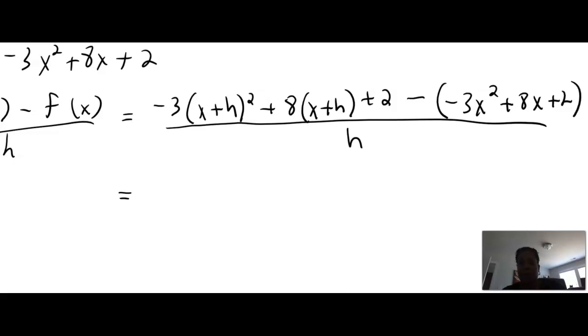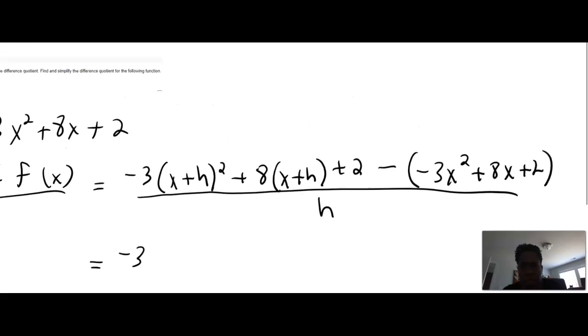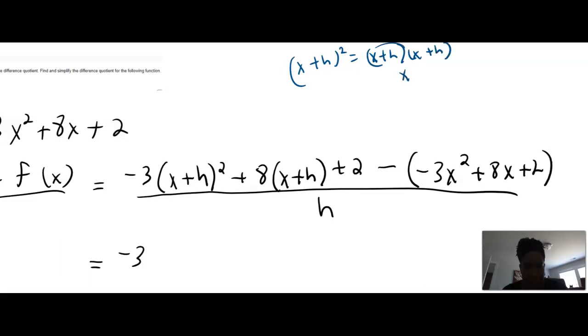So we have negative 3 times x plus h squared. I'm going to do the scratch work for x plus h squared. I'm going to scoot it up and do it over here in the corner, just so you can see. X plus h squared is the same thing as x plus h times itself. So x times x is x squared, x times h is xh, h times x is another xh, and h times h is h squared. So we get x plus h squared is x squared plus 2xh plus h squared.